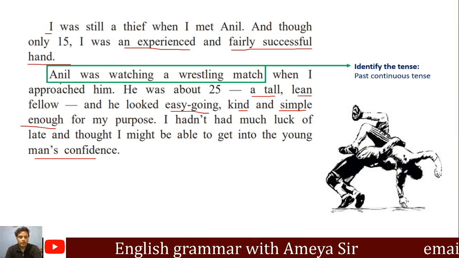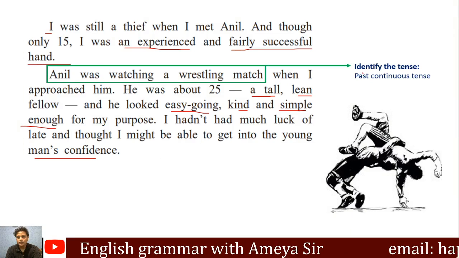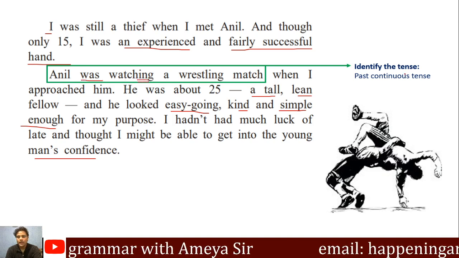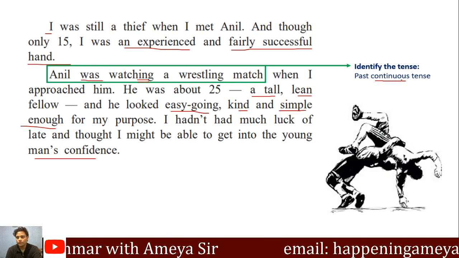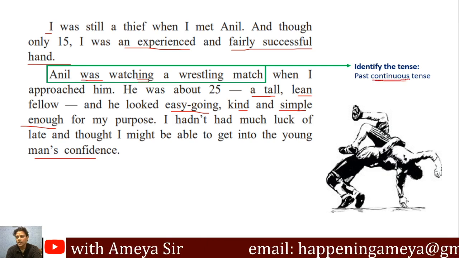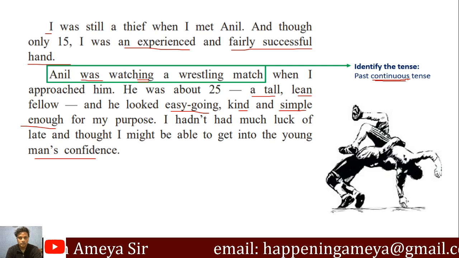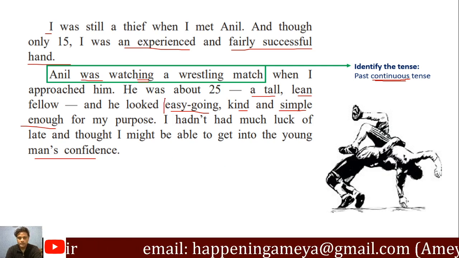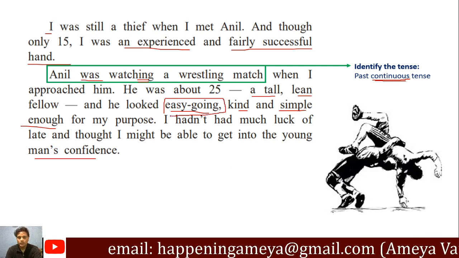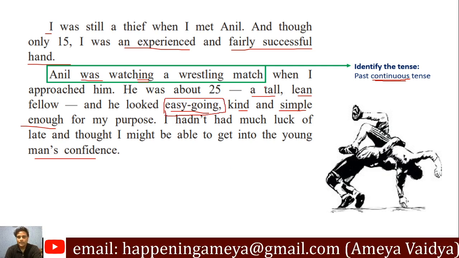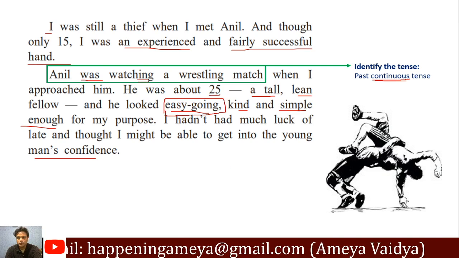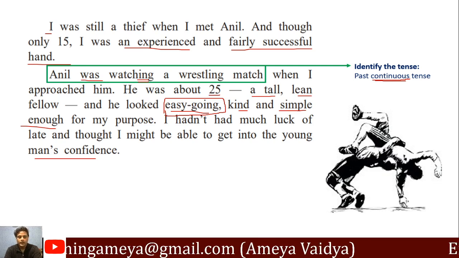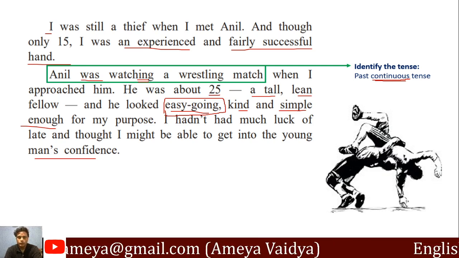First, a grammar entry. Okay, Anil was watching a wrestling match. They'll ask you to identify the tense, and because it is was and ing, you have it as past continuous. Please pay attention. The spelling of continuous is C-O-N-T-I-N-U-O-U-S, continuous. And one more word that I wanted to highlight is this. This is a compound word, easygoing. There's a hyphen there. Remember Anil's description. It's about 25 years of age, tall, lean guy. He's easygoing, kind, very simple, and for the boy, very easy.